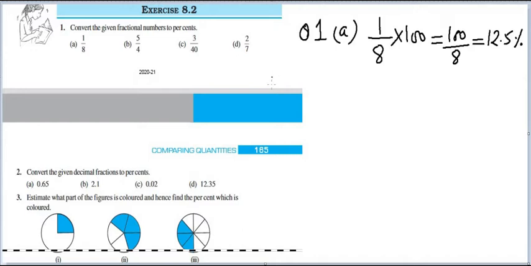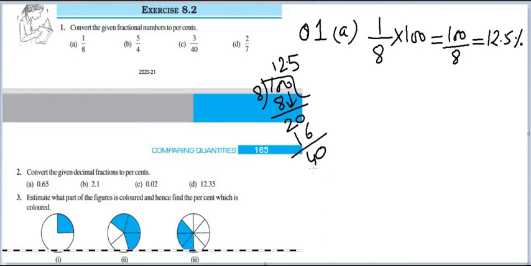Now you may ask me how we got 12.5. You can divide this separately also. If 100 is divided by 8, 8 ones are 8, 2 remainder, 0 comes down. So 8 twos are 16, 4 left. There is no more digit, so what we will do? We will put a decimal and put 0 here. 8 fives are 40. So this way we get 12.5. Similarly, we can go for other parts also.